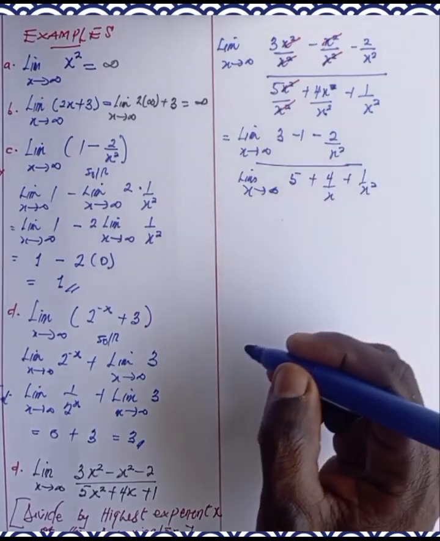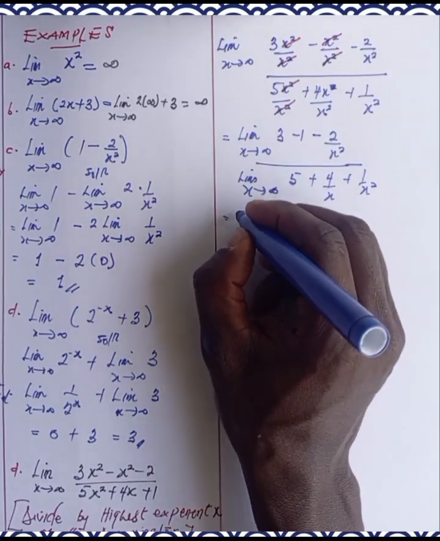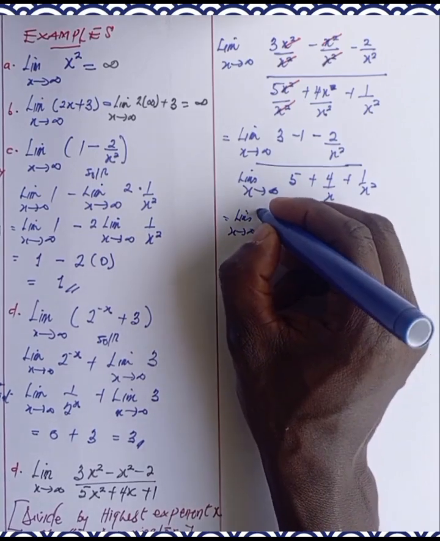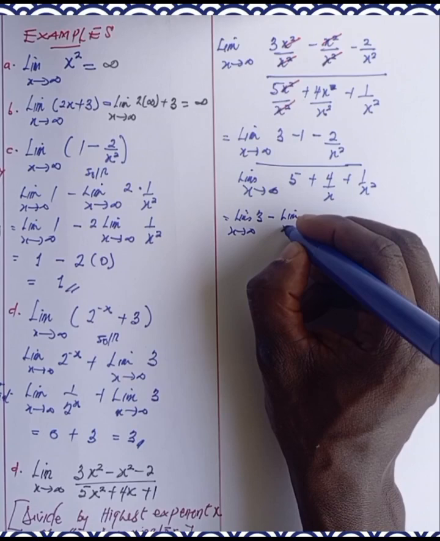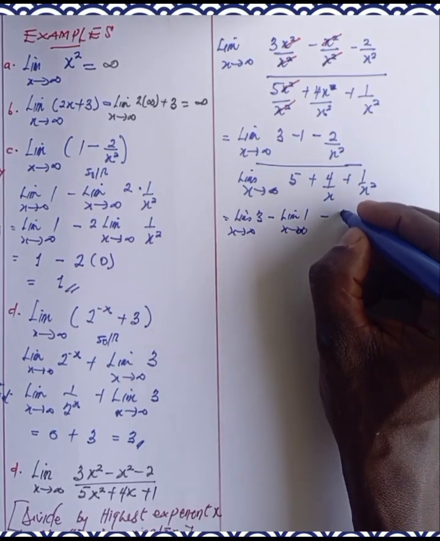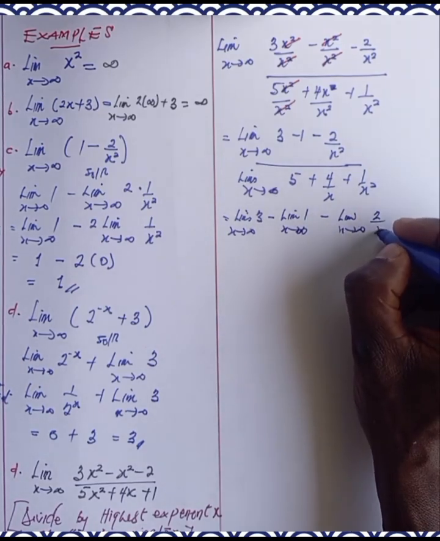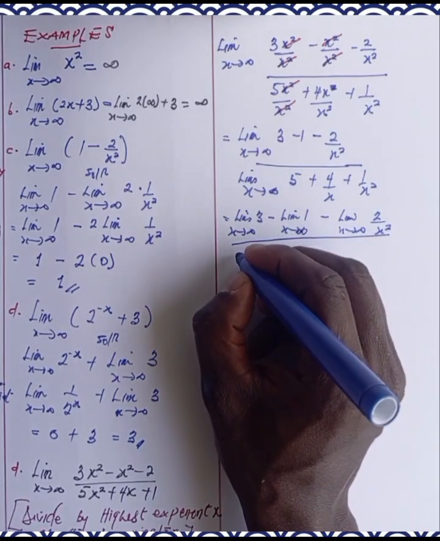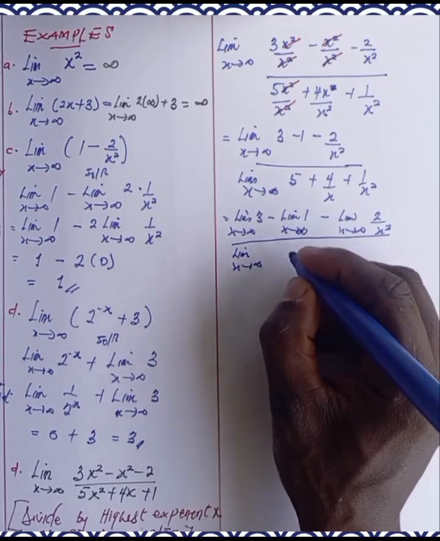Now when we take the limit of each of them, we are going to get the limit as s approaches infinity of 3 minus the limit as s approaches infinity of 1 minus the limit as s approaches infinity of 2 over s squared, all over the limit as s approaches infinity of 5.